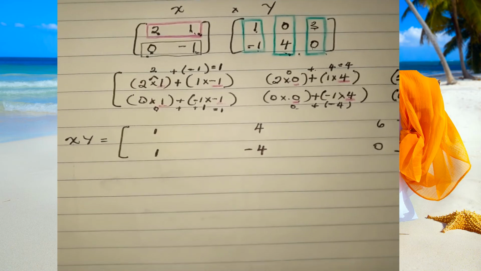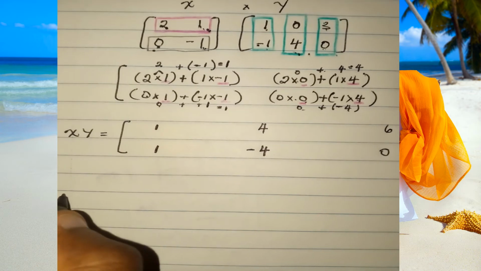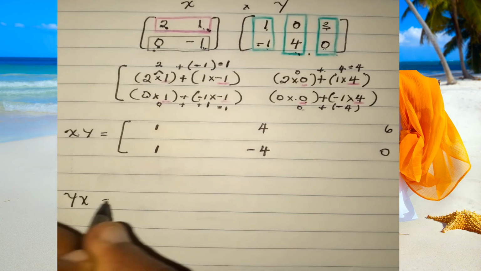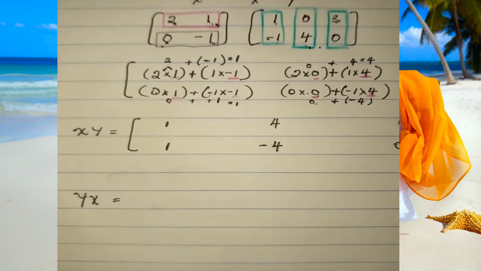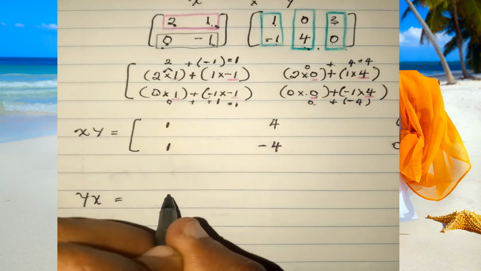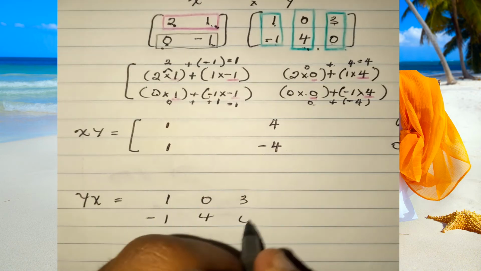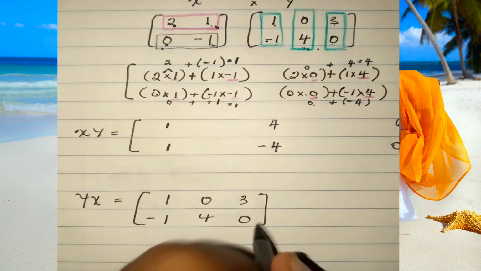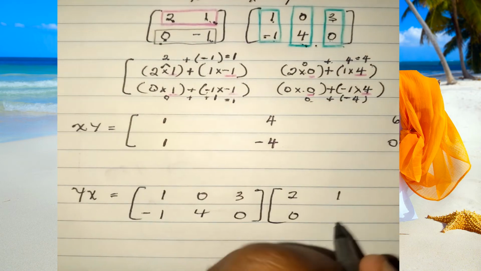Interestingly, I think I want us to find yx. So I want us to find now y by x. You think it's going to be the same thing? Well, we don't know, we just have to check it out. So this time it says y times x. So the matrix y is going to come first. So it's going to be 1, -1, 0, 4, 3, 0. And then we're going to have x, which is 2, 0, 1, -1.